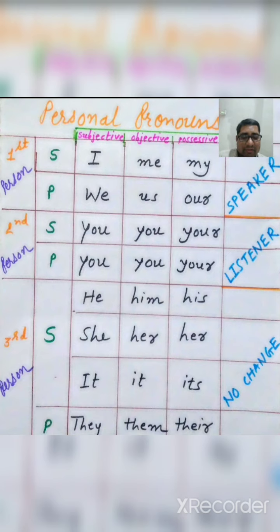So these all three columns at least you should learn. You should have the knowledge of these three columns. Okay, so kindly learn them. And the last one that you can see here, you can see that speaker, listener and no change. What is this?